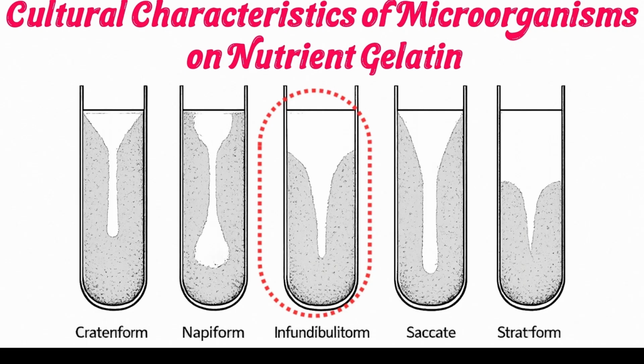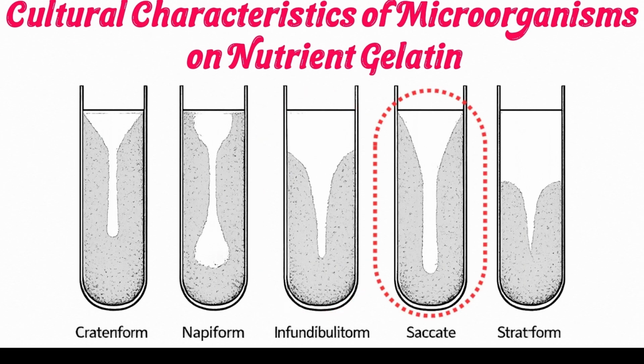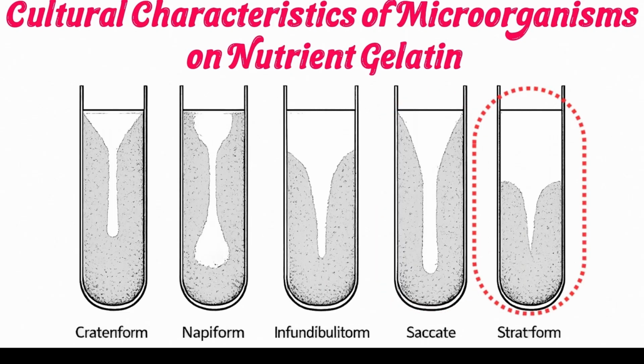Infundibuliform. This word means funnel-shaped. Liquefaction gradually widens downward like a funnel. Saccate. Saccate means sac-like. Liquefaction forms an elongated tubular cavity. Stratiform. Stratiform means layer-like. The upper portion of the gelatin becomes completely liquefied.